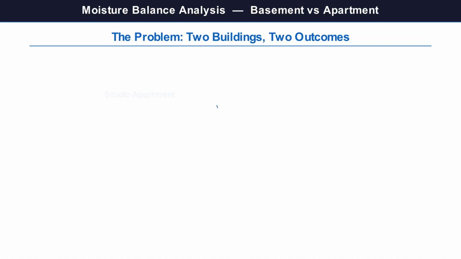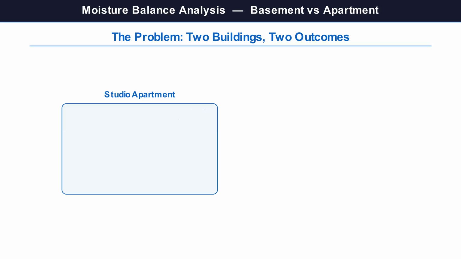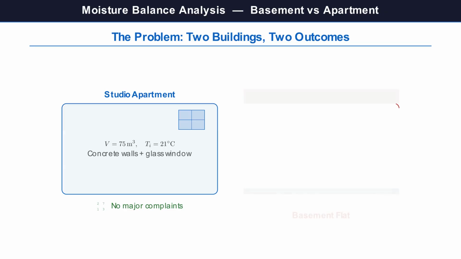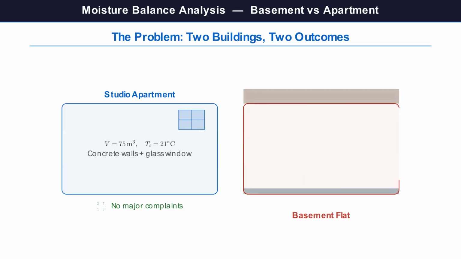On the left, we have the studio apartment, 75 cubic meters, heated to 21 degrees Celsius, cast in situ concrete walls with a large glass window. The resident has no major complaints. On the right, the basement flat, 96 cubic meters, heated to 20 degrees, but constructed below ground level with no damp-proof membrane in the floor slab. The resident notices mold patches near the floor and a persistent damp smell, despite keeping the heating on. Our task is to calculate the steady-state indoor relative humidity for each building using the four-step moisture balance method, and then compare the results to explain why the basement is at risk and the apartment is not.